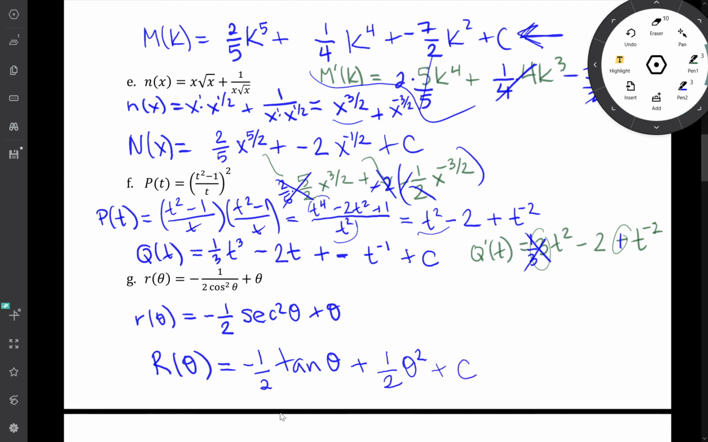And again, your check would be, what is r prime of theta? Negative 1/2 just sticks around. The derivative of tangent is secant squared. The 1/2 just sticks around. Derivative of theta squared is 2 theta. The 2's cancel, and that looks great. Derivative of c is 0.